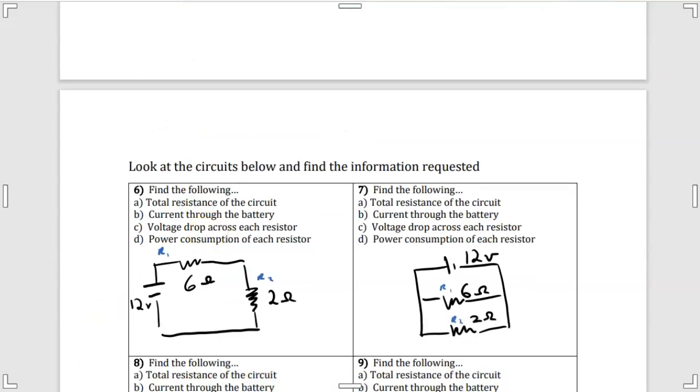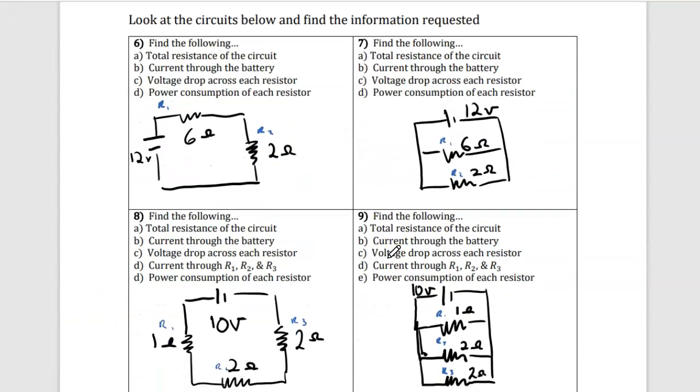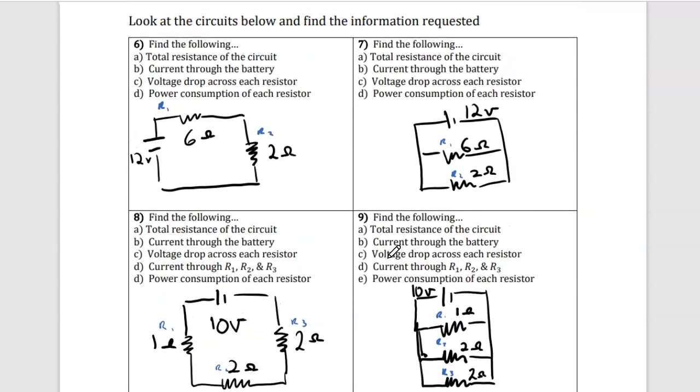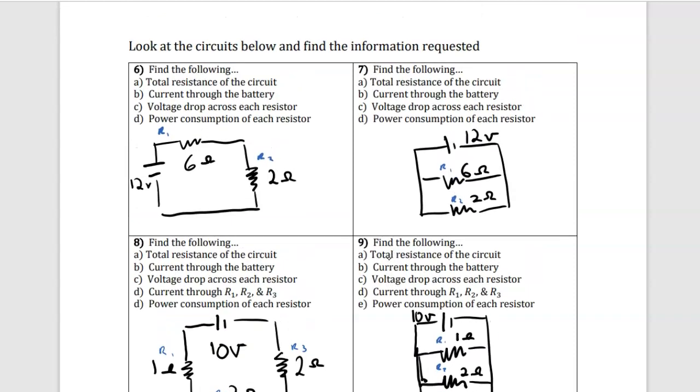Okay, second side is a hard one. Alright, so these are very similar to the ones we did in class. So I'm just going to talk through how you did them. In fact, no, they're not the same. They're similar, but not the same. Find the total resistance of the circuit. This is series, so the resistance is just, you add them up. 6 plus 2 is 8.